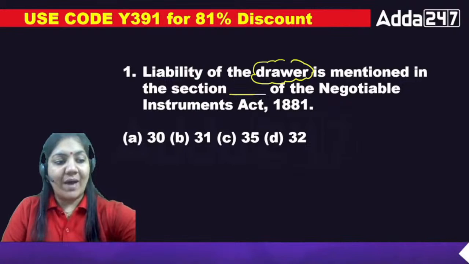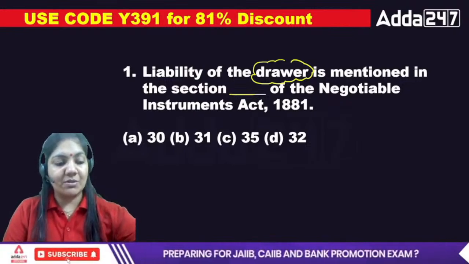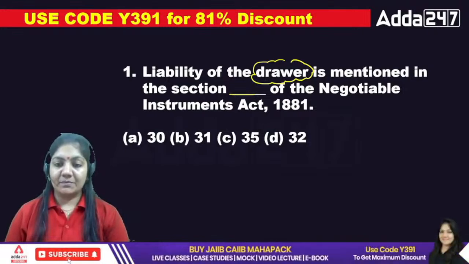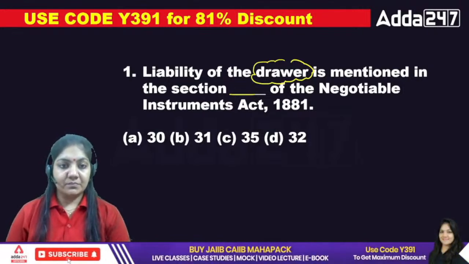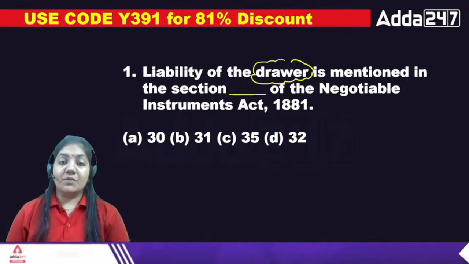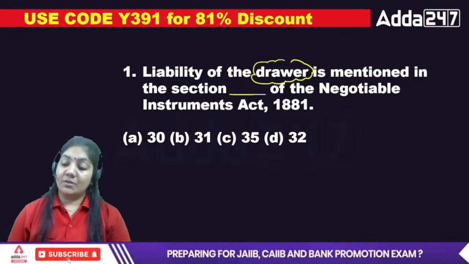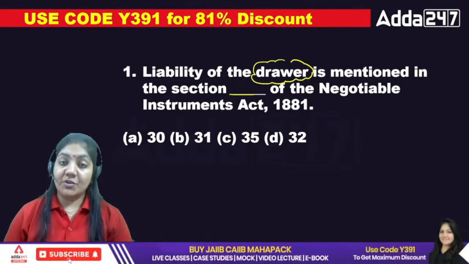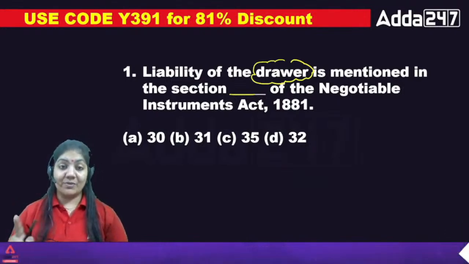Some questions you have to learn. Okay, some questions you have to learn. So tell me the exact answer. The liability of the drawer. In the promissory note, the drawer is a debtor. In the bill of exchange, the drawer is the creditor. So always remember this thing.